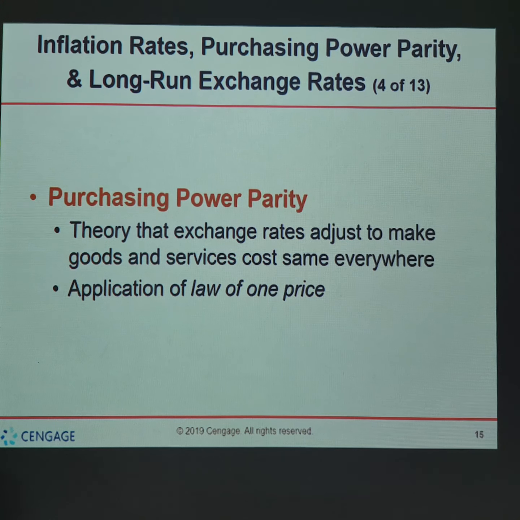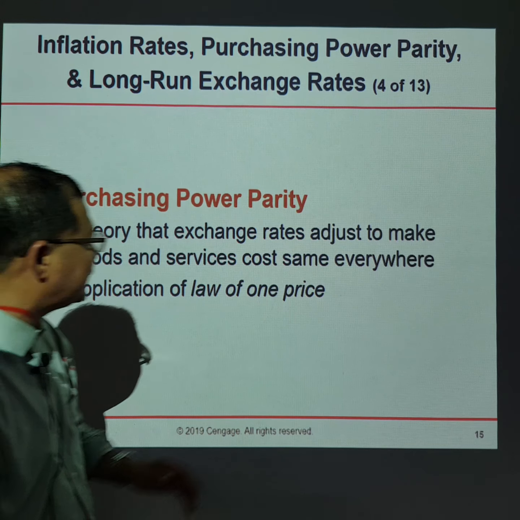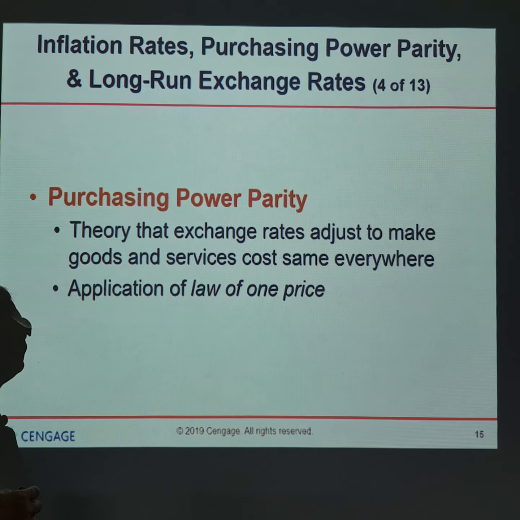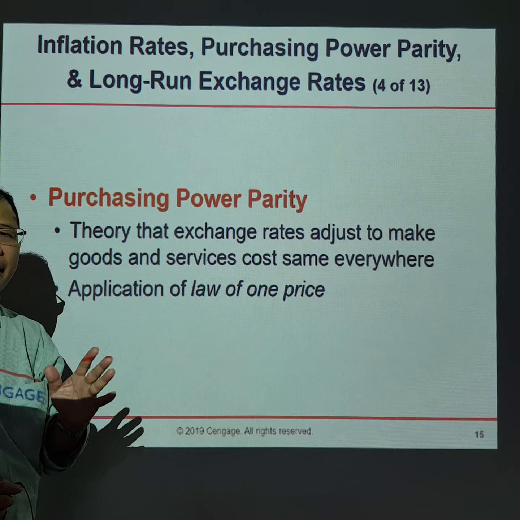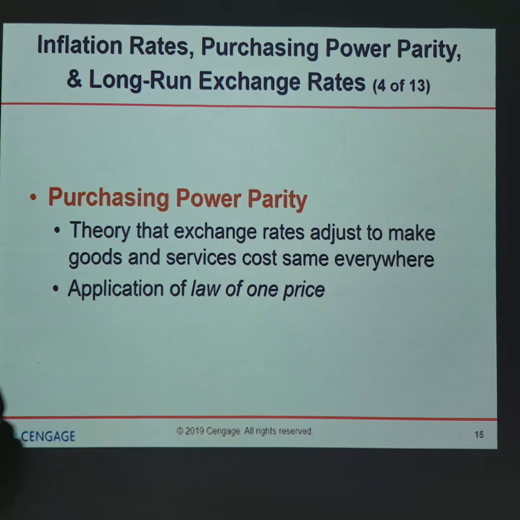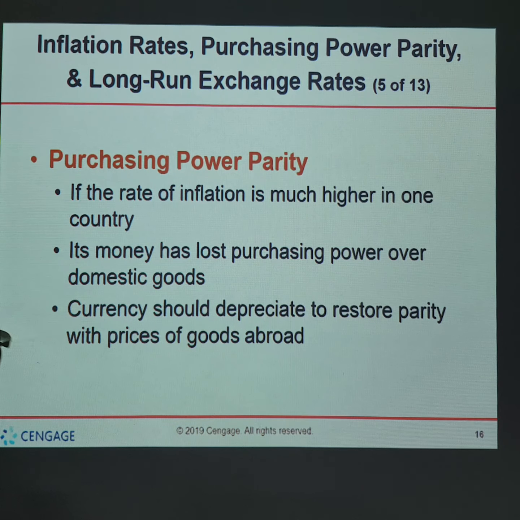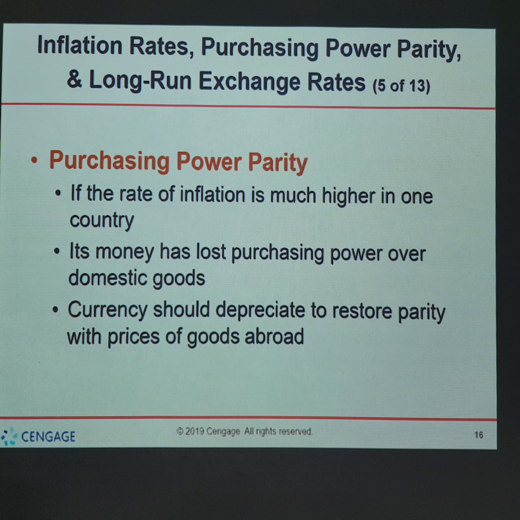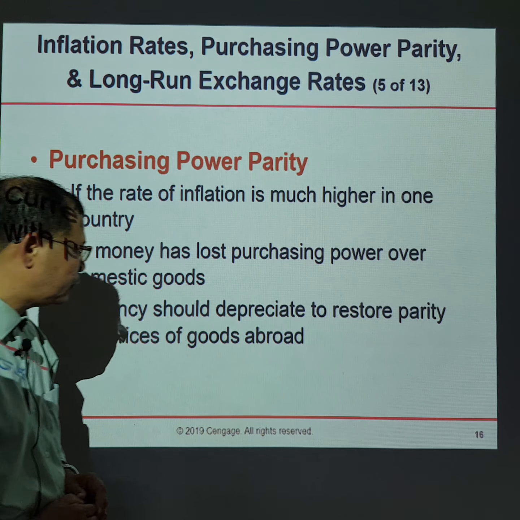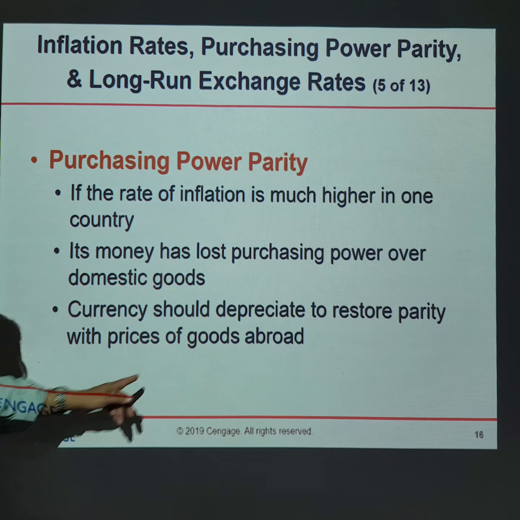Purchasing power parity, the theory that exchange rates adjust to make goods and services cost the same everywhere. This is an application of the law of one price. The law of one price, goods sold everywhere are going to be the same price. If the rate of inflation is much higher in one country, its money has lost purchasing power over domestic goods. The currency should depreciate to restore parity with prices of goods abroad.